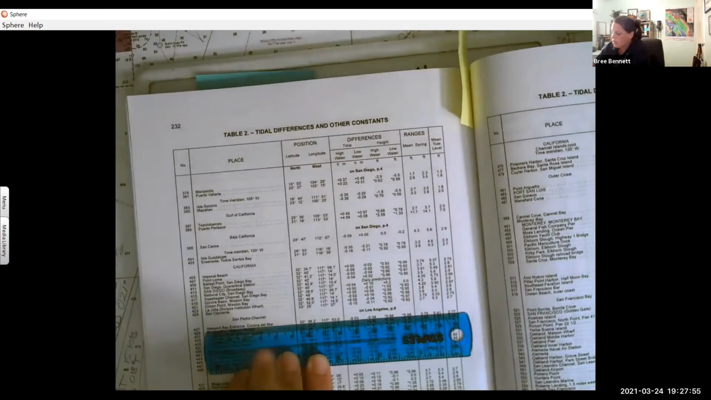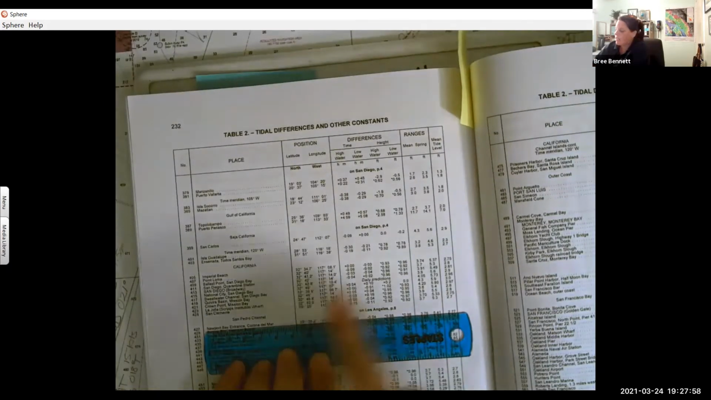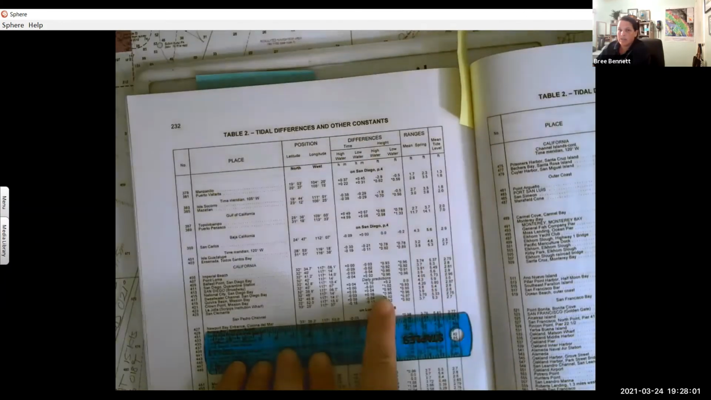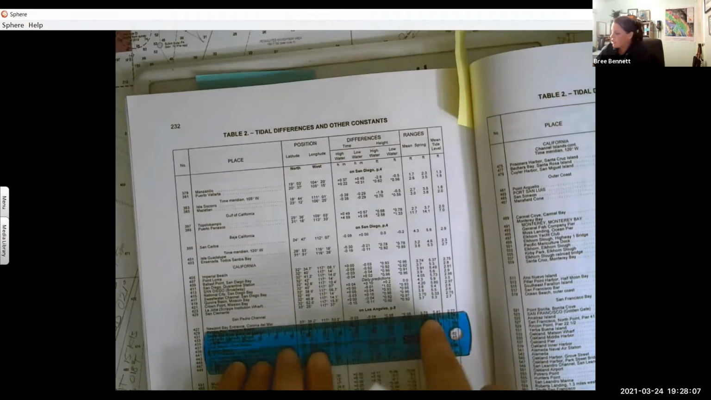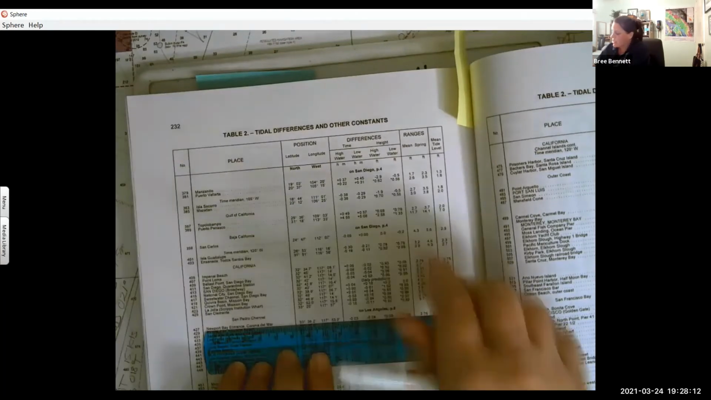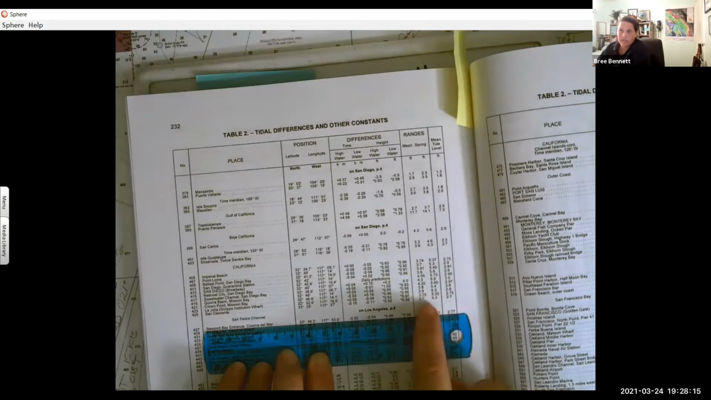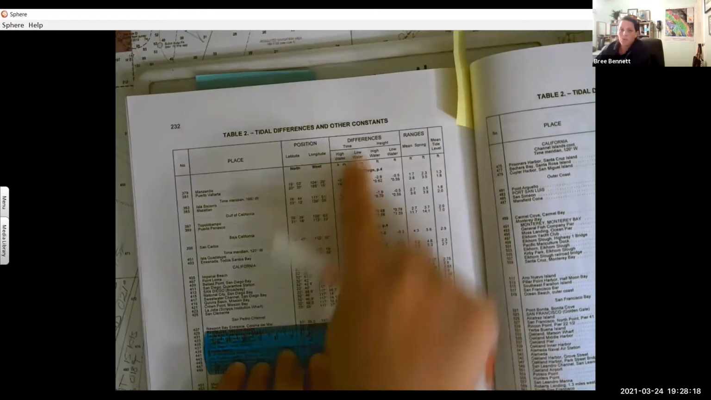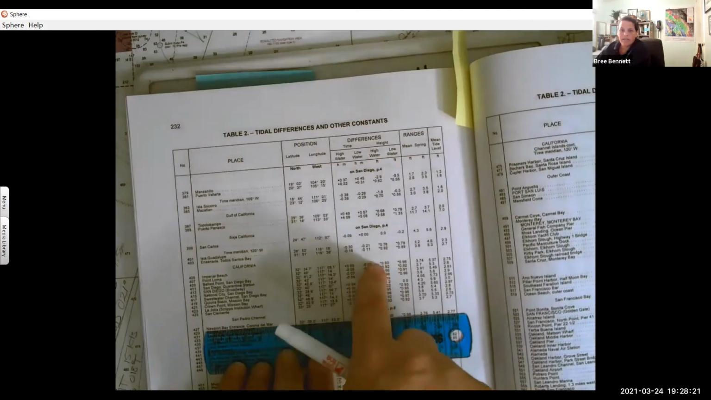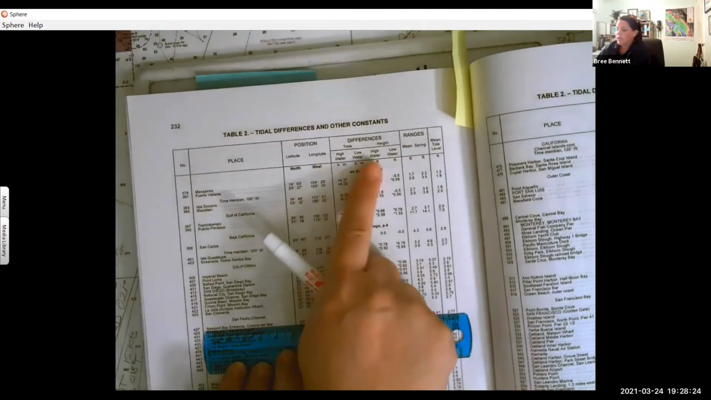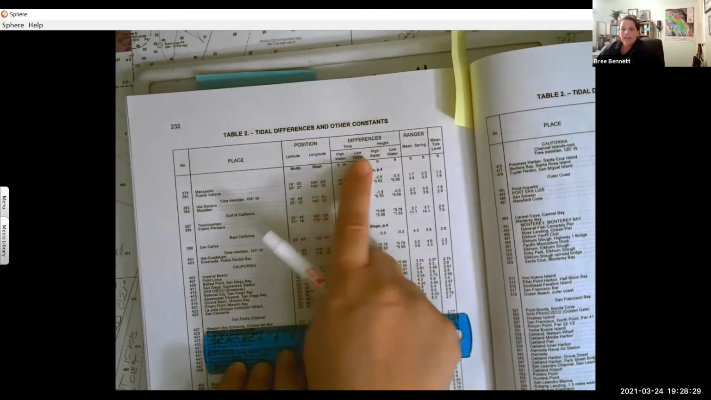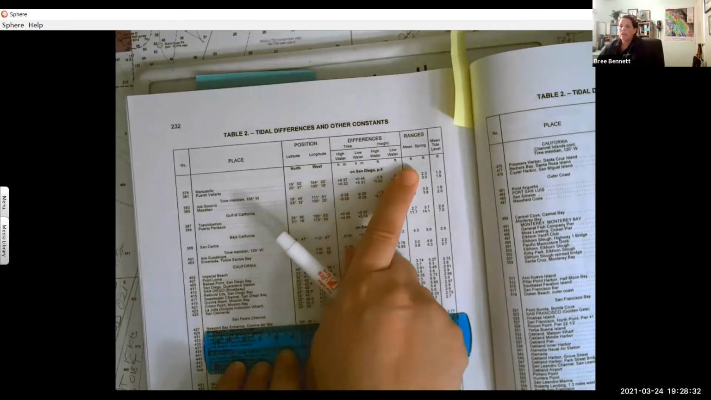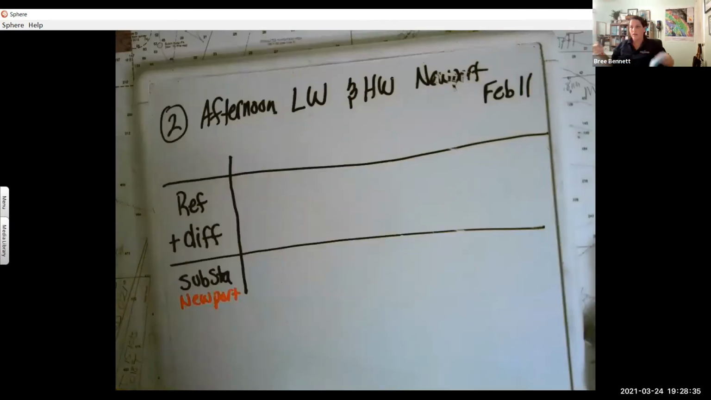So Newport, we have the actual position, and then we have our differences section. This is what we're looking for, our differences. Then we have some average ranges and then an average mean tide level. So this is just kind of average information for you if you're doing some voyage planning, but this is going to give us more accurate information for our differences. So we have two kind of sections in our differences. We have the time for high water and low water, and then the height for high water and low water. So I'm just going to copy that format here.